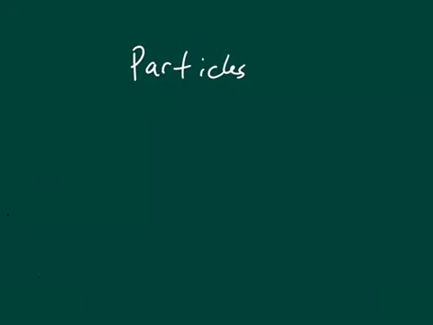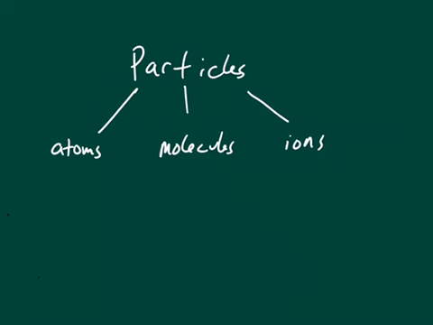All right, let's look at particles. Particles can be broken down, and there are different kinds of particles. One kind of particle is what we've called atoms. Another kind would be molecules. And the third kind would be ions. These are charged particles: cations, which are positively charged, and anions, which are negatively charged.